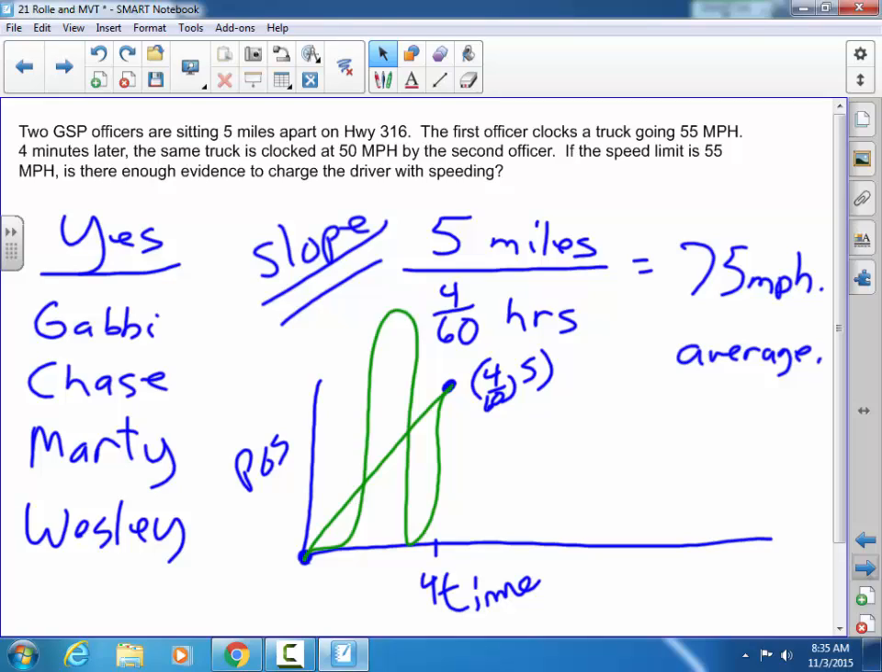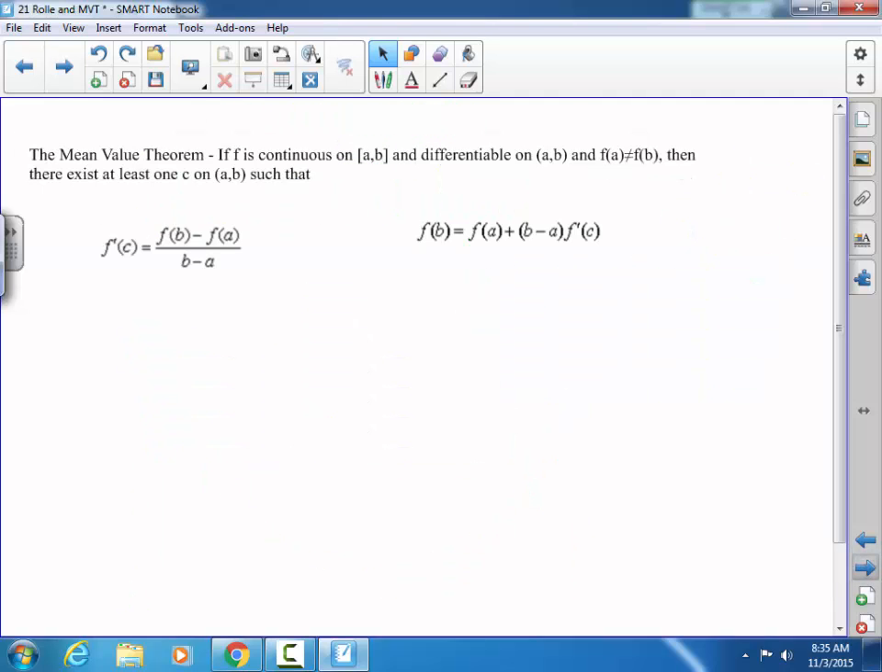Were the endpoints the same? The endpoints weren't the same. So really, Rolle's theorem wouldn't necessarily apply here. But we have something that we call a corollary to Rolle's theorem that does apply. Now, I want you to read the mean value theorem. Tell me what's different about the mean value theorem and Rolle's theorem.